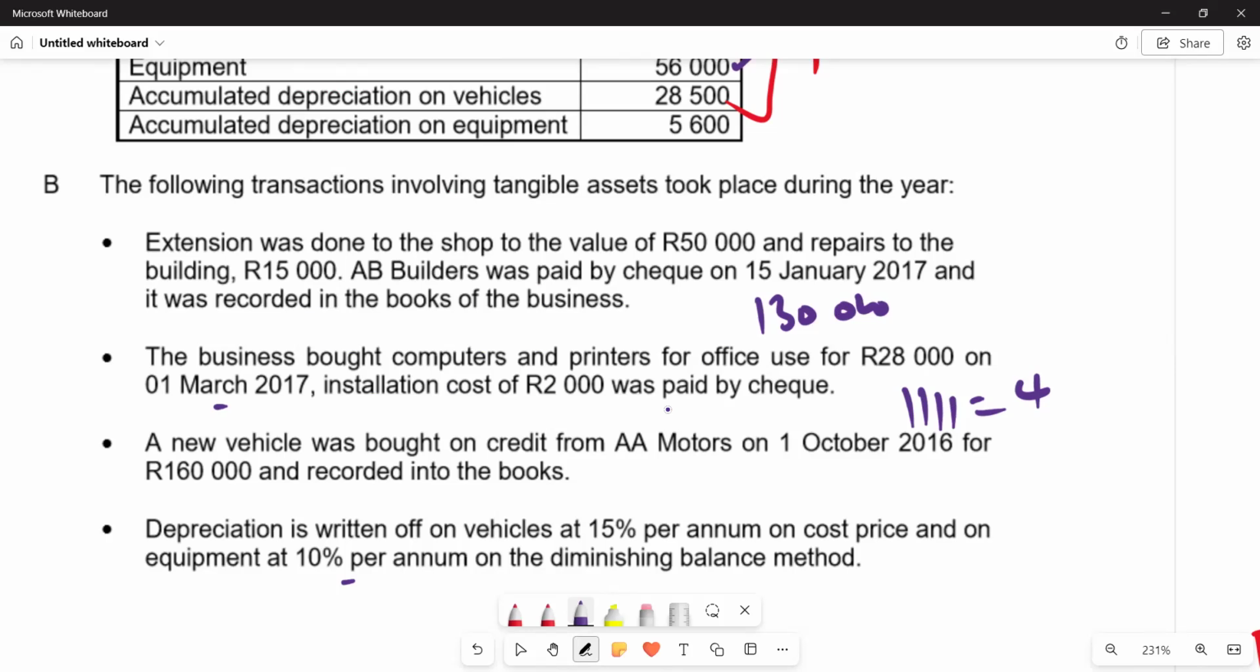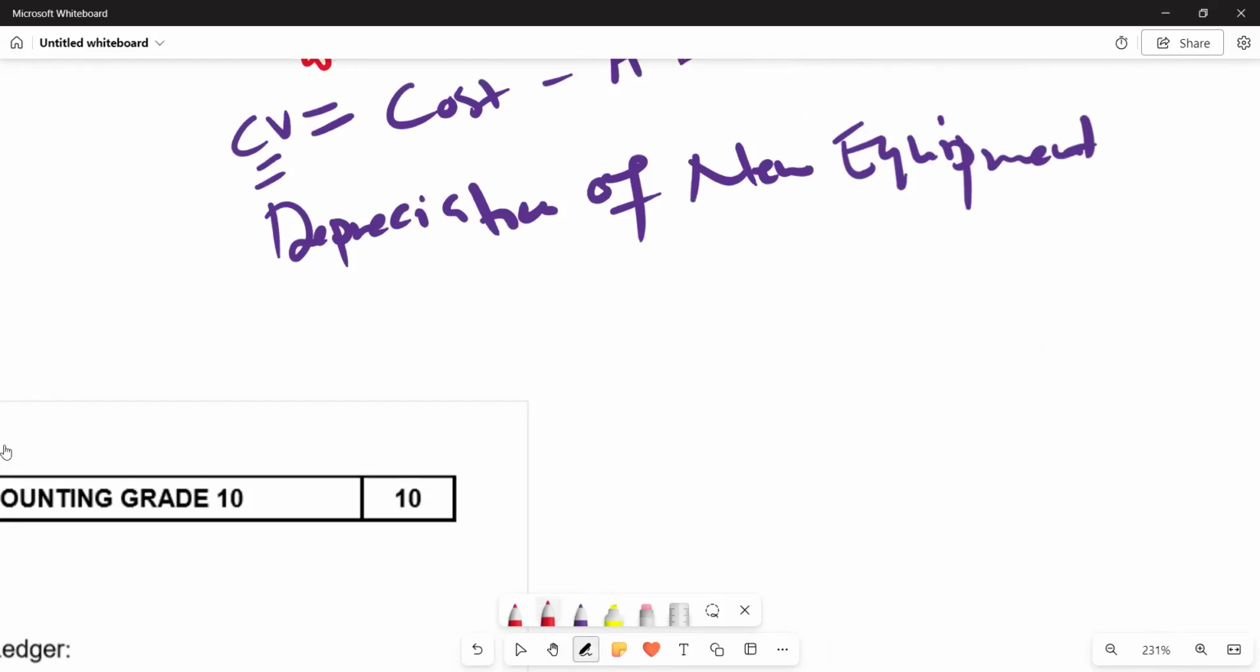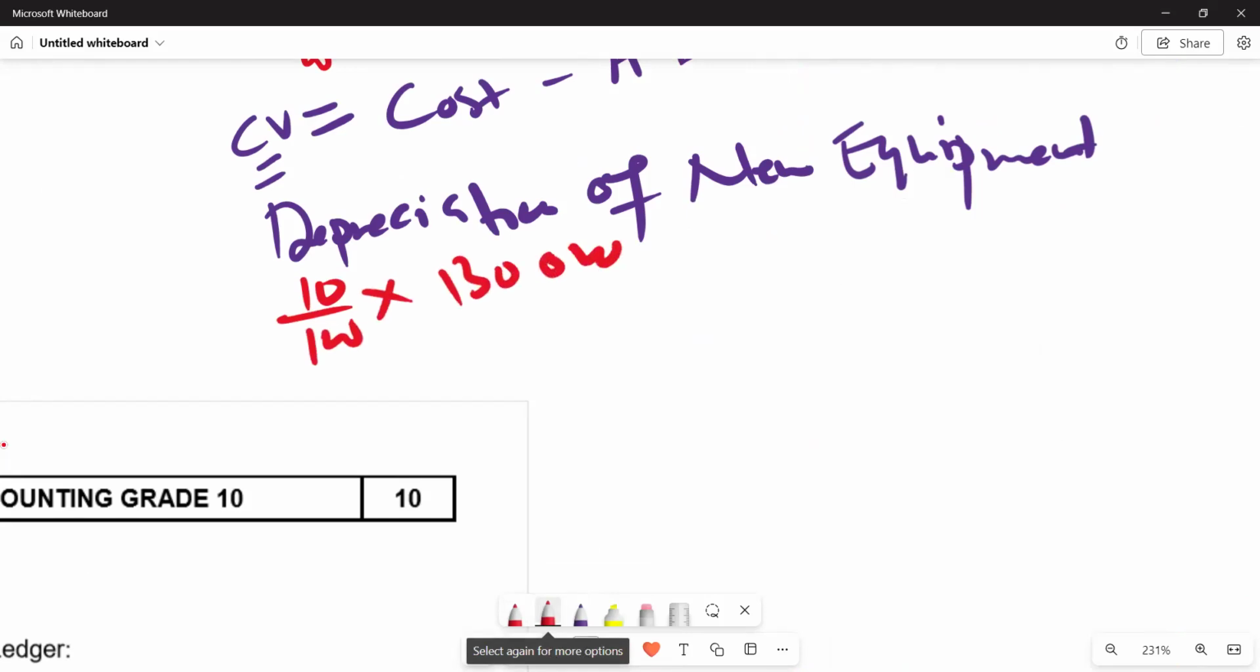So the cost minus accumulated depreciation will give you 130,000. The cost is 130,000. The accumulated depreciation also is 0. So it's going to be 130,000 minus 0, and still you get 130,000. So you're just going to use 130,000. Then you multiply by the depreciation rate, which is 10%. So we say 10% of 130,000. So we are saying 10 over 100 times 130,000, and we are going to get 13,000.